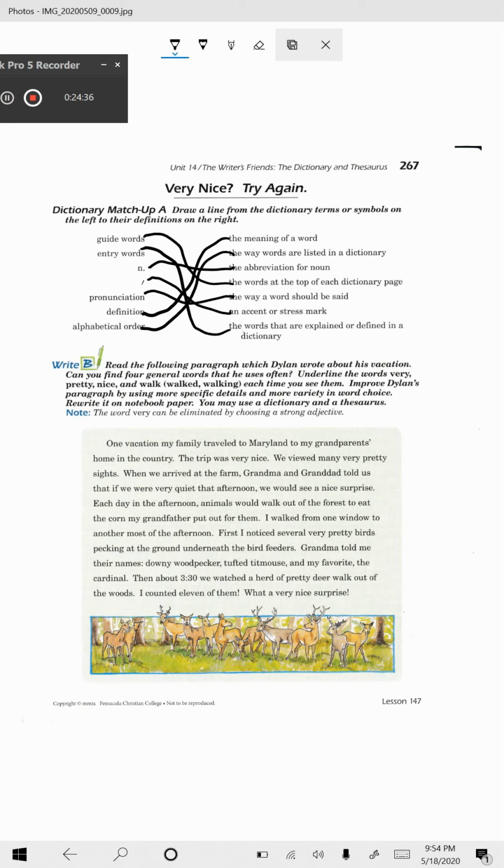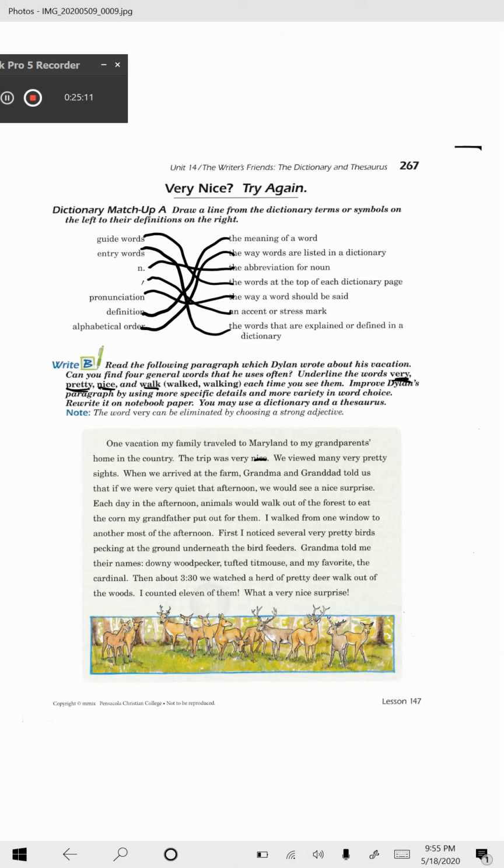All right. So this paragraph, the person writing this paragraph uses a few words over and over again. He uses the word pretty, very, nice, and walk over and over again. And we're going to see if we can come up with some more creative words for him, okay? All right, one vacation, my family traveled to Maryland to my grandparents' home in the country. The trip was very nice. Oh, yeah, there it is.